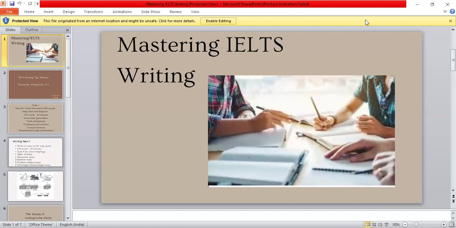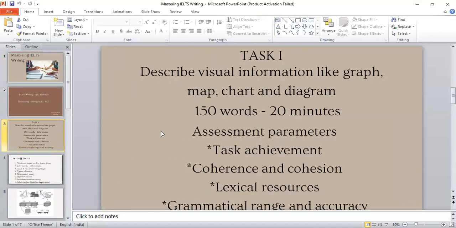Wait a minute. Okay, is the slide visible? Is it changed to task 1? Okay. Yes.